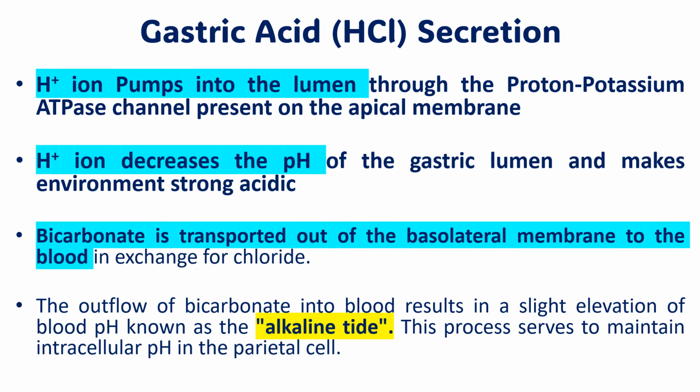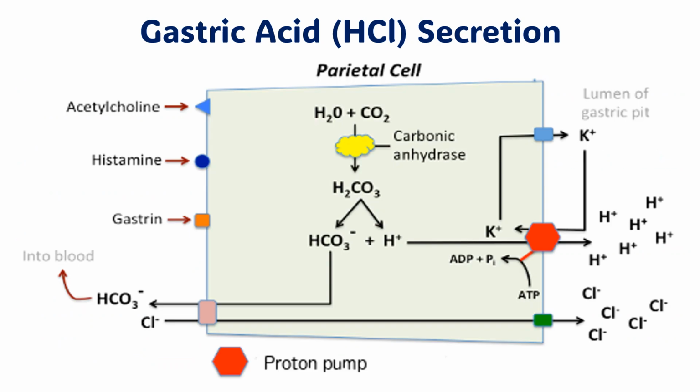Similar things happen in our RBCs also, which we call the chloride shift. The outflow of bicarbonate into the blood results in a slight elevation of blood pH, meaning the blood becomes more alkaline because more bicarbonate is reaching the blood circulation, and this is called the alkaline tide. This process serves to maintain the intracellular pH of parietal cells, because if this bicarbonate ion did not go outside the parietal cell, the cytoplasm would become more alkaline, which would harm the cells.